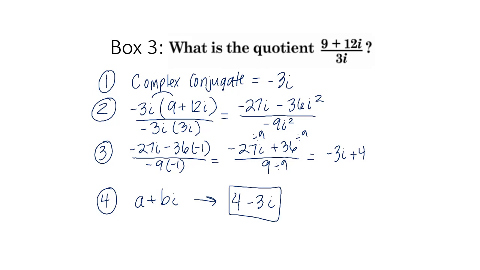Alright, so again, step 1, what's your complex conjugate? Step 2, multiply the numerator and denominator by the complex conjugate. Step 3 is to simplify. Step 4 is to write it in complex number form, a plus bi. Alright, we're gonna do a harder one.